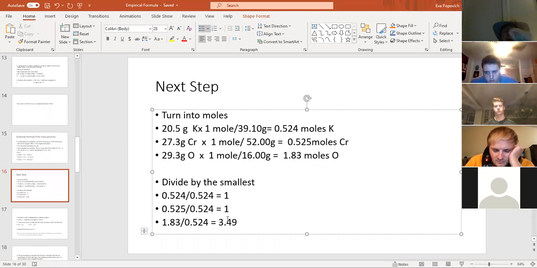I've got to get rid of that fraction. So I'm going to multiply the 3.5 by 2. I come up with 7. That's a whole number. I can use that. But if I multiply the 3.5 by 2, I have to also multiply the chromium mole ratio by 2 and the potassium by 2.